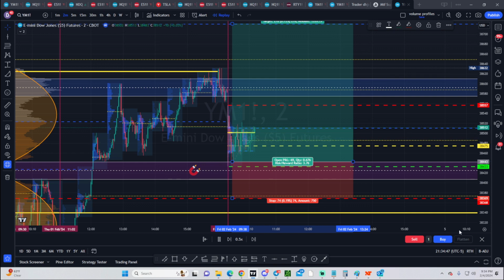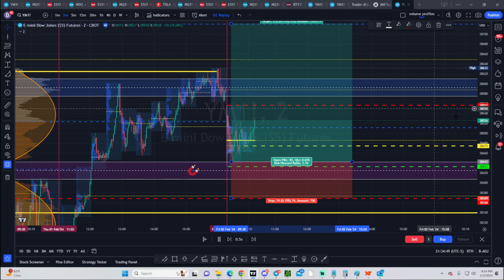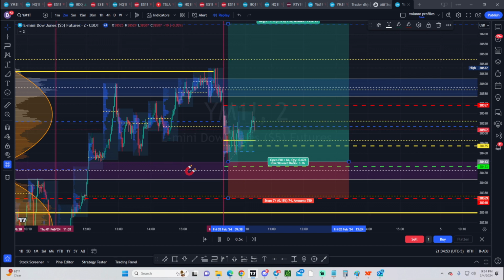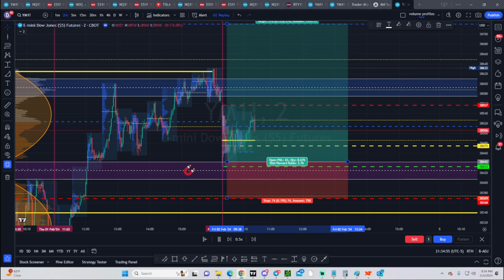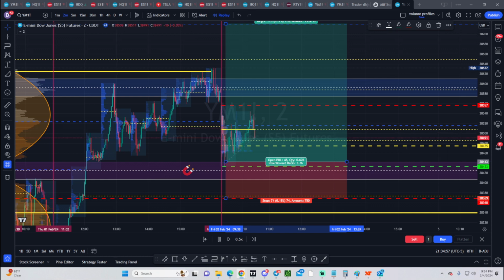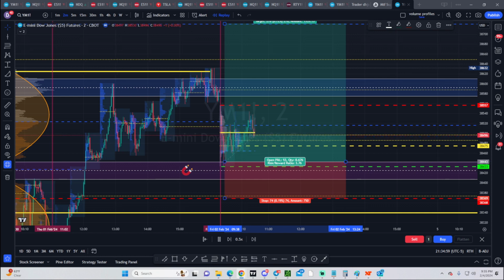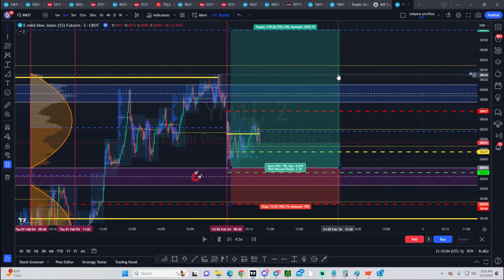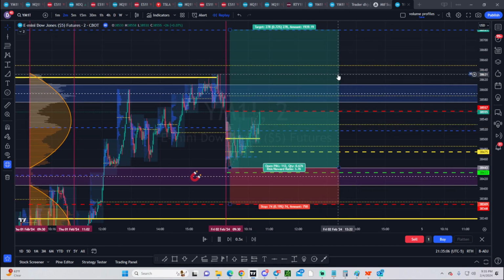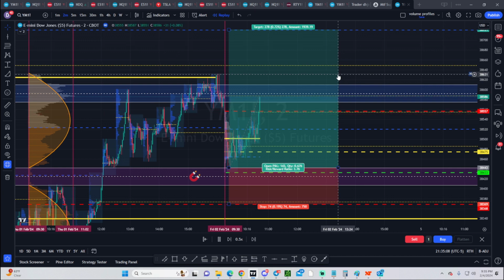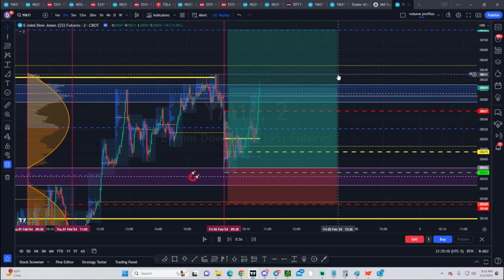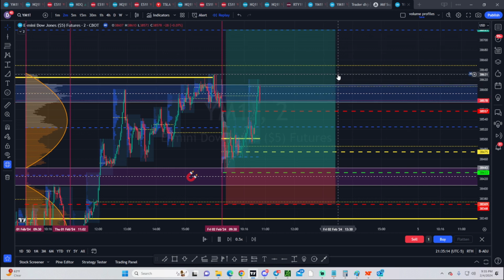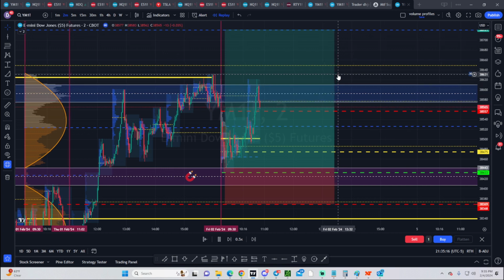By the way, these are RTH only, so this is just the regular trading hours. In this trade, you are risking 74 ticks to make 278 ticks. Every tick is a point, every point is $5.